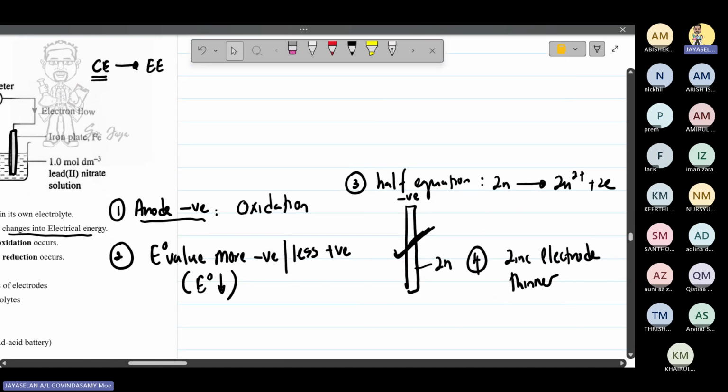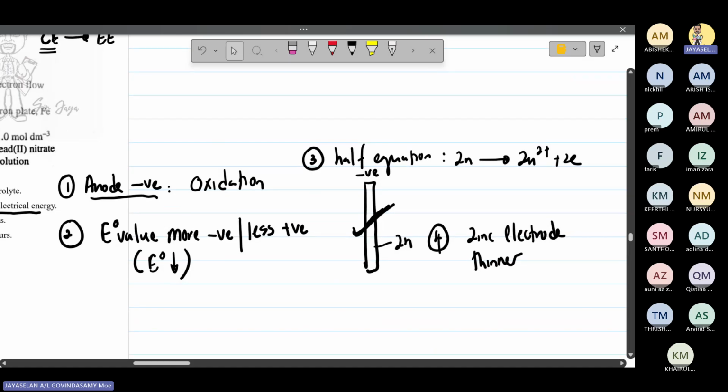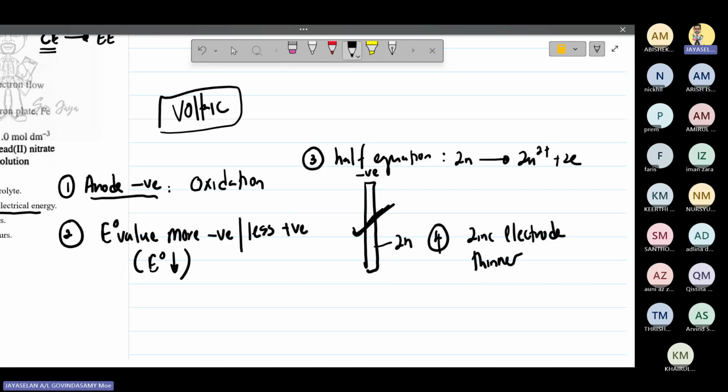Okay, you nak salinkan. So Voltaic cell, saya tulis di sini Voltaic cell for anode. Macam mana you nak camkan anode? You tengok E naught value paling rendah. Bila tuliskan more negative or less positive. Then masa buat half equation pilih dia punya rod. Jangan pilih larutan. And observation, the rod become thinner. Any question?